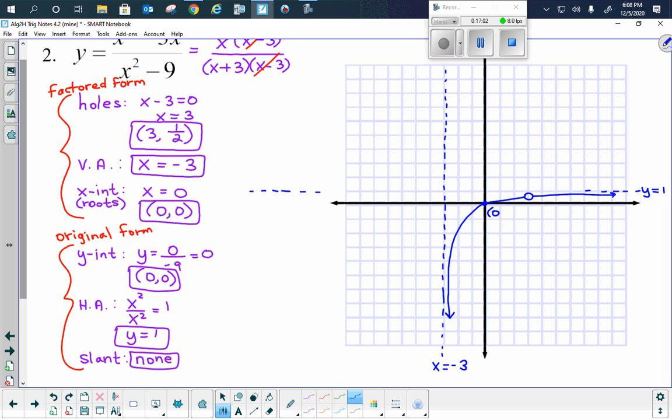Yes, I have to label the (0, 0) point that we found in the problem. I need to label the hole as (3, 1/2), okay, for me to grade. And now I just need to do the left-hand side.